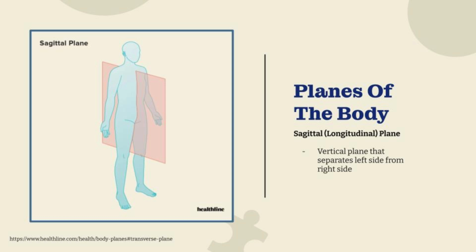So the first plane we're going to go through is the sagittal plane. This is also called the longitudinal plane. It's the vertical plane that separates the left side from the right side. You can see in this picture, it's cutting you right down the middle. And all of these you can imagine like a sheet of plexiglass, almost like dividing your body. So sagittal is vertical.